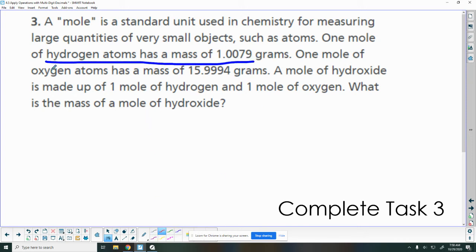1 mole of oxygen atoms, so a group of oxygen atoms, has 15.9994 grams. And a mole of hydroxide, so to make hydroxide, we need 1 hydrogen, which was 1.0079, and 1 of these, which was 15.9994. What is the mass of hydroxide?